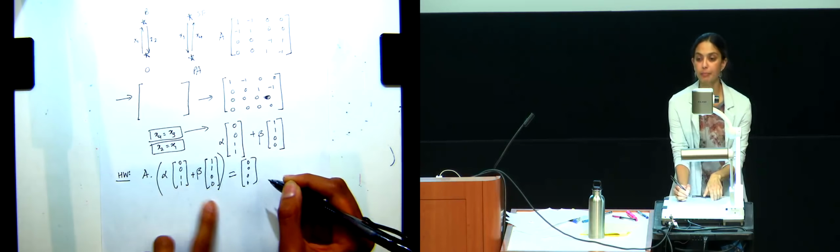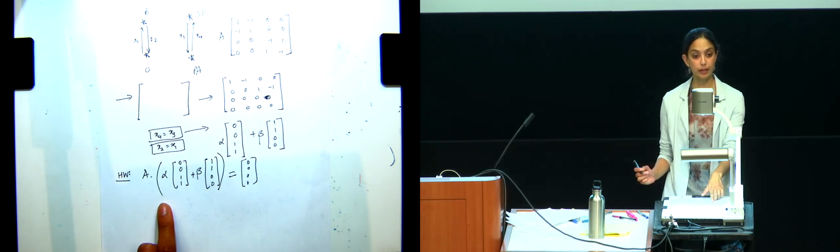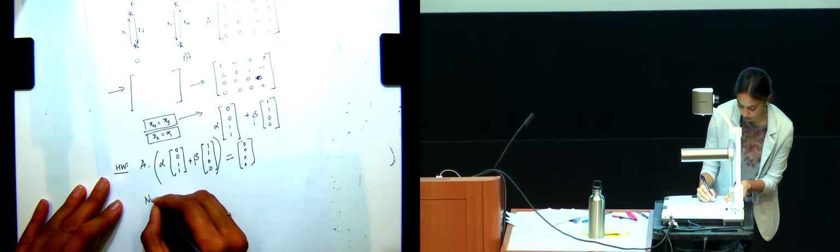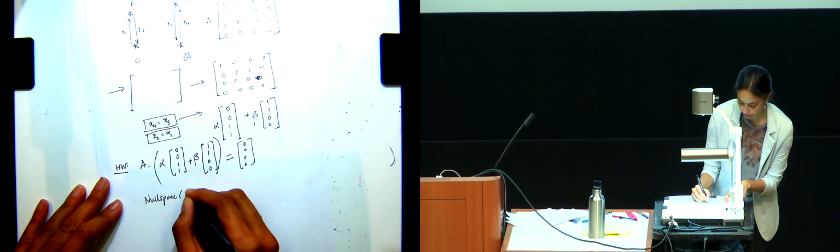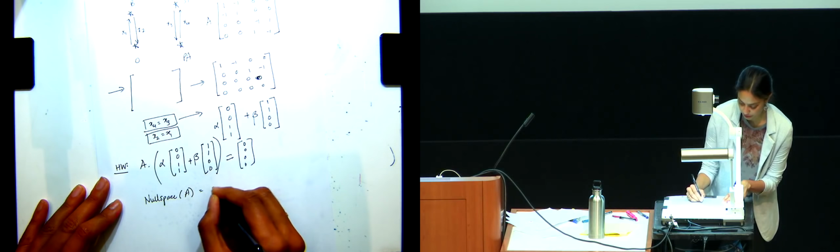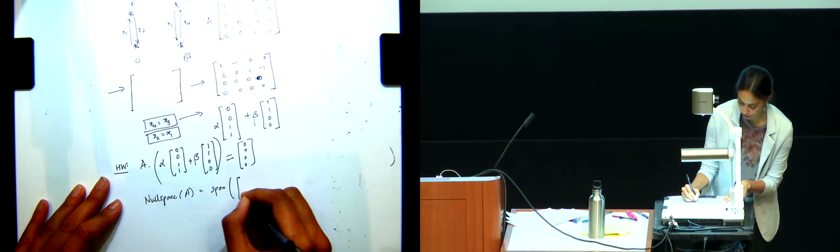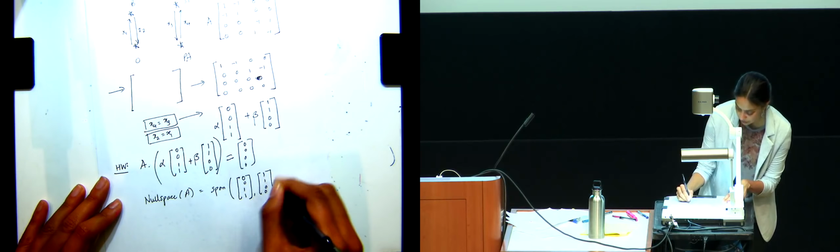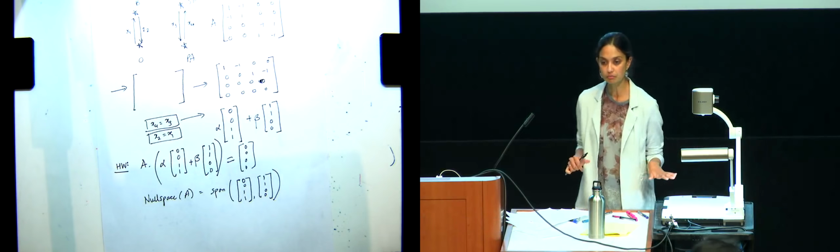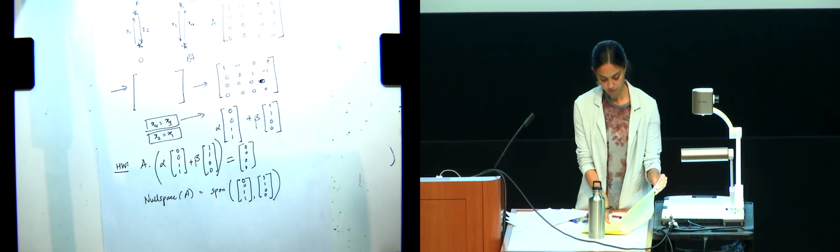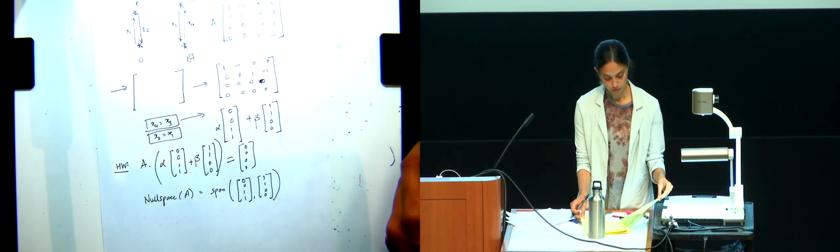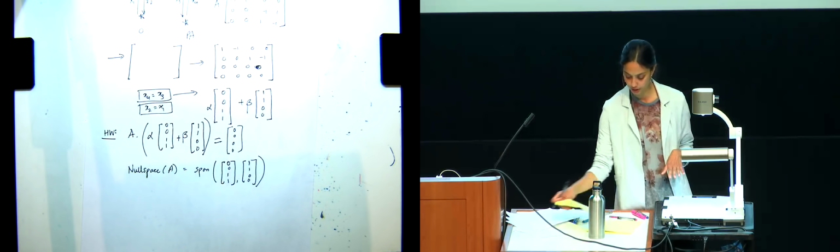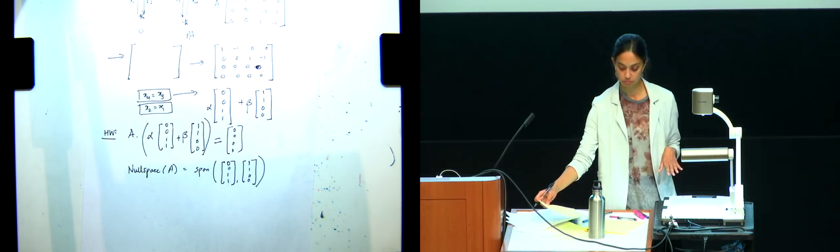Does it matter what alpha and beta are? No, right? For all linear combinations. So again, if I was to think about the null space of this A matrix, it is the span of 0, 0, 1, 1, and 1, 1, 0, 0. Right? Everyone with me here? Any questions on this? Any questions on how we got here, what we did? Anything? Yeah?